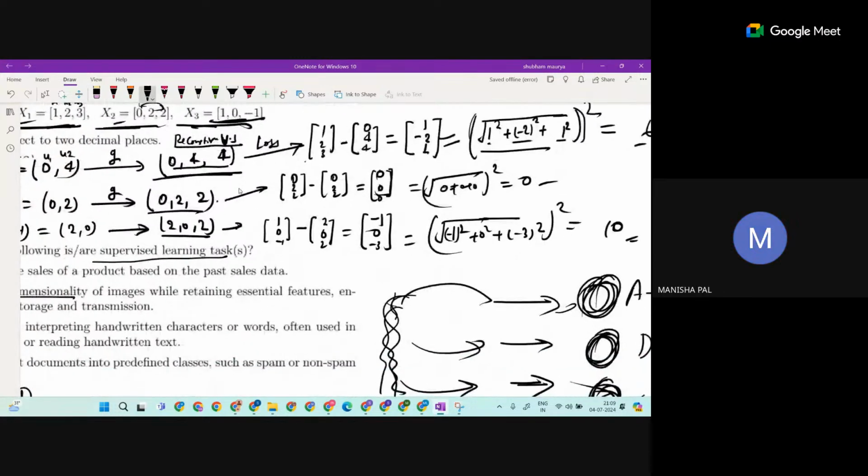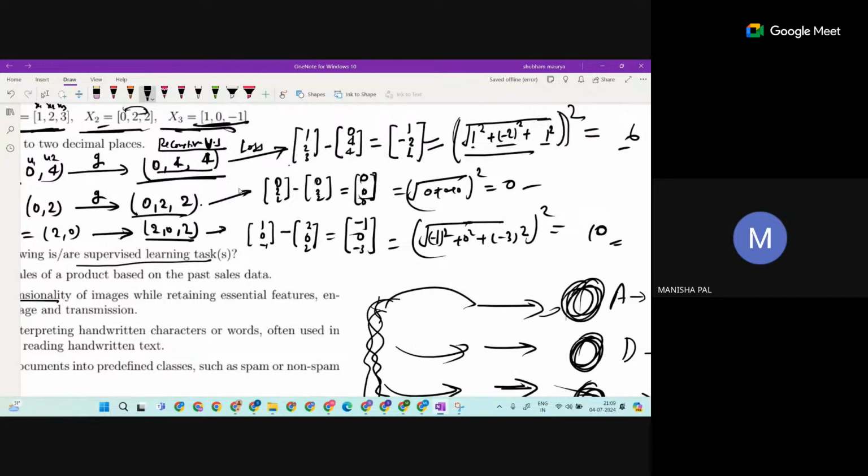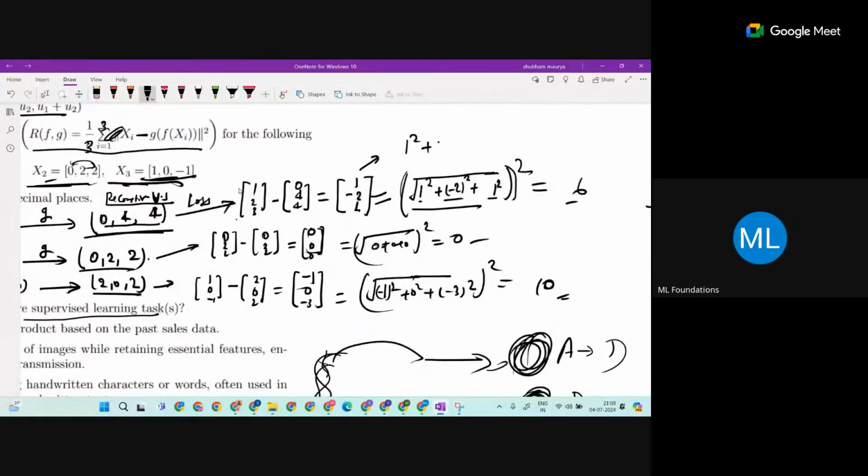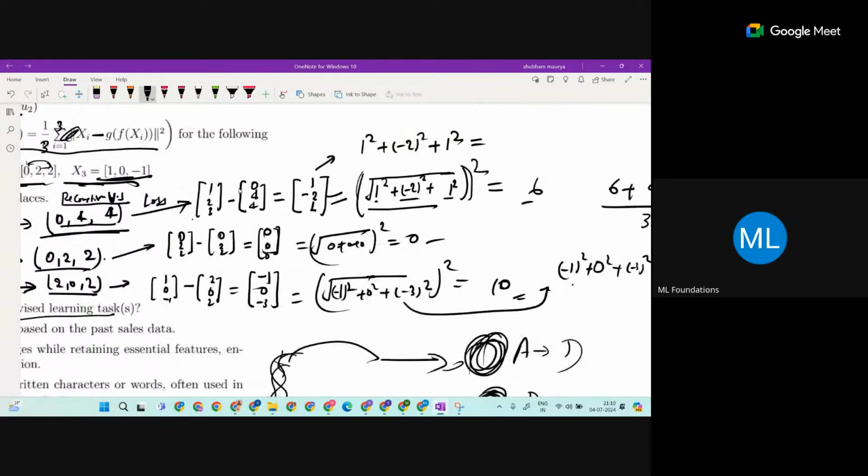Sir, I'm asking something else. If we don't take the square root and we just take the square, then the answer will be different, right? Yes, the answer is going to be different. Then the answer will be wrong if I don't take the norm. I don't understand. Here it directly means 1 square minus 2 square plus 1 square, and what is going to be that? Here it directly means minus 1 square plus 0 square plus minus 3 square. That's the meaning here. Oh, okay. Thank you.